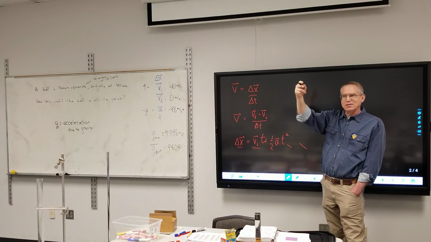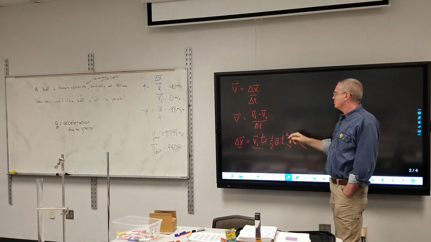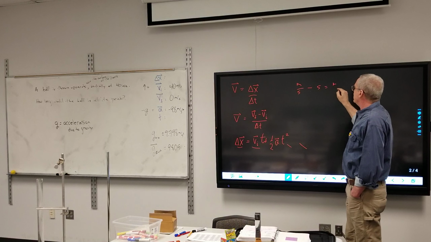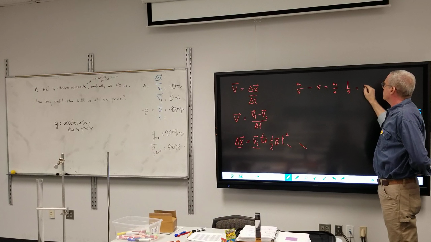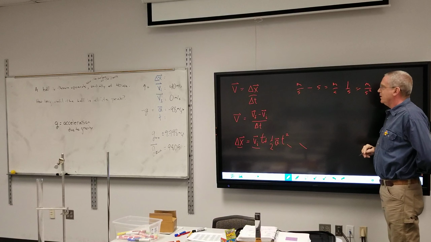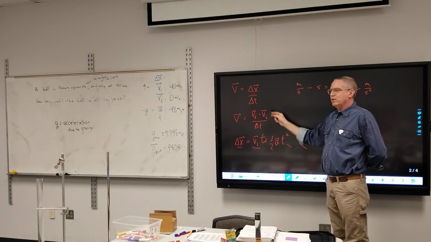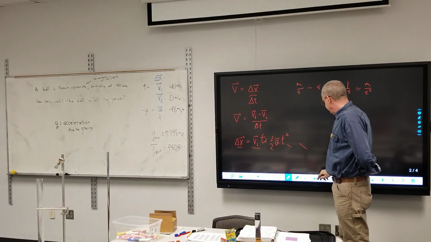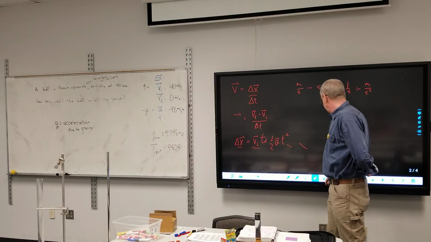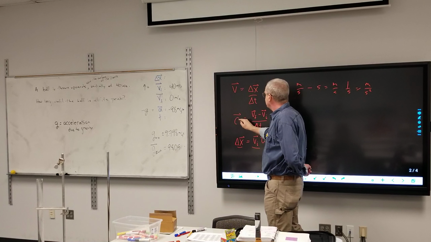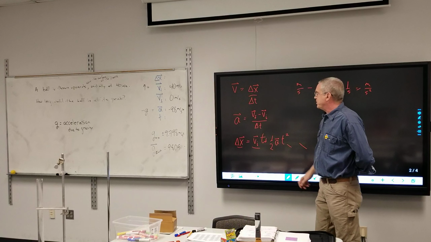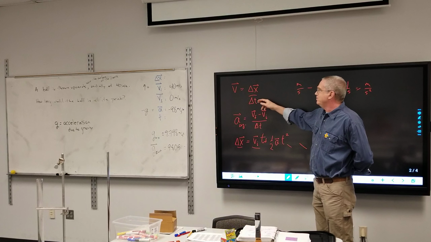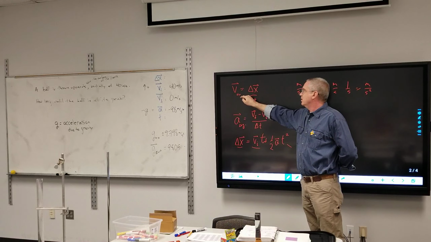Meters per second squared. Meters per second divided by seconds is the same as meters per second times 1 over seconds, which is a meter over second squared. Therefore, what is this a formula for? Acceleration. More specifically, average acceleration. And this one right here is average velocity.